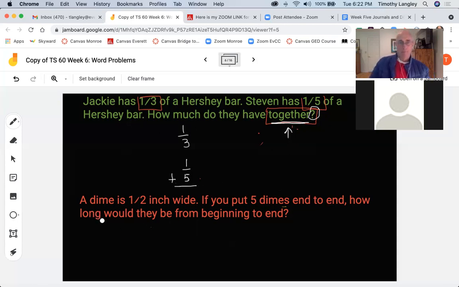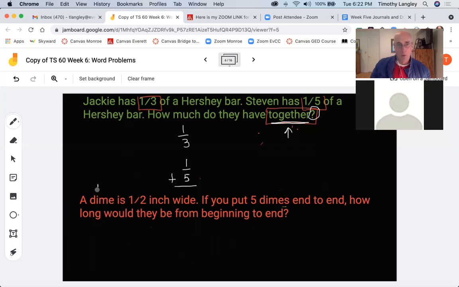Next question. A dime is 1/2 inches wide. If you put 5 dimes end to end, how long would they be from beginning to end? Okay. All right. This one here is not as simple, okay, where's that key word in the question mark? Okay. So I'm just going to kind of talk you through. You got one of these dime.